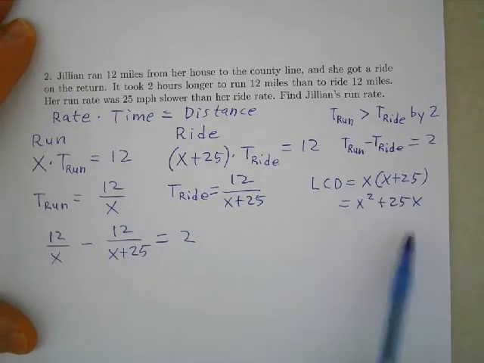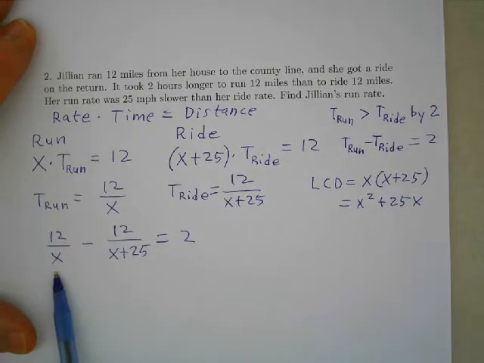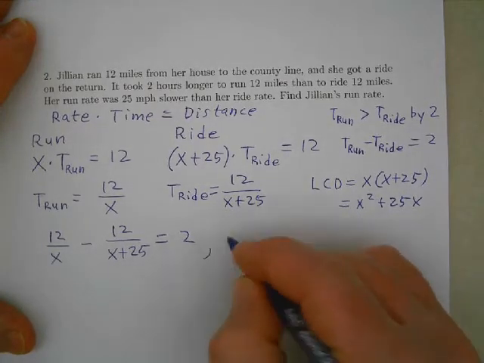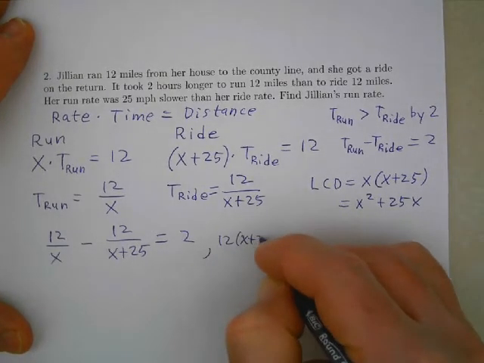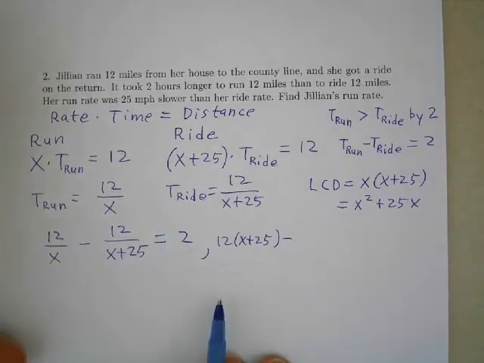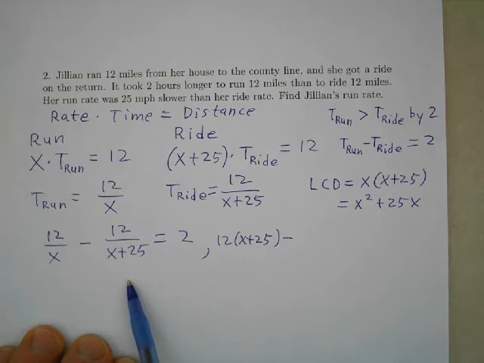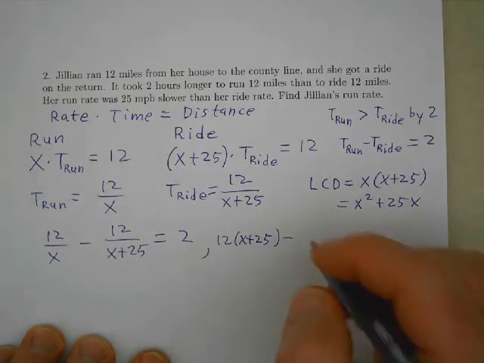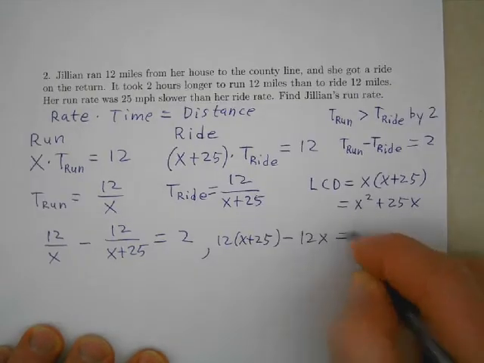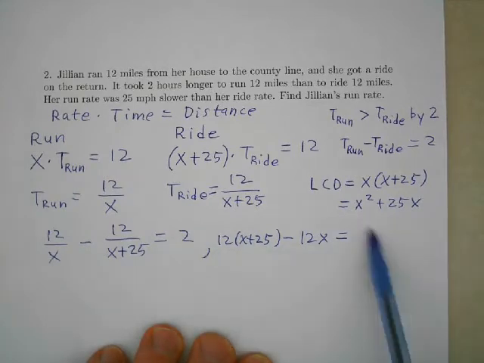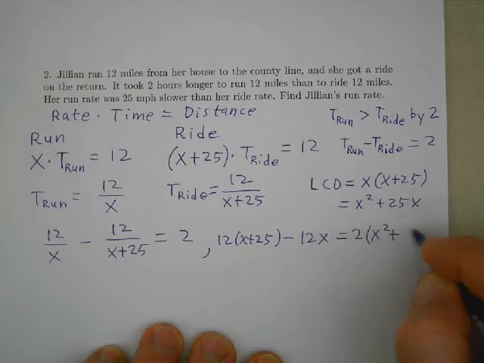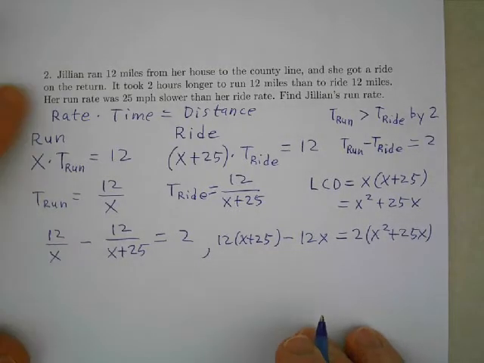And we will multiply the least common denominator on both sides of the equation. When you multiply the least common denominator by 12 over X, the X's cancel, and you're left with 12 times X plus 25. And then we're subtracting 12 over X plus 25 times the least common denominator. This time the X plus 25 factors cancel, so we just have minus 12X. And then on the right-hand side, 2 times the least common denominator is 2 times the quantity X squared plus 25X.